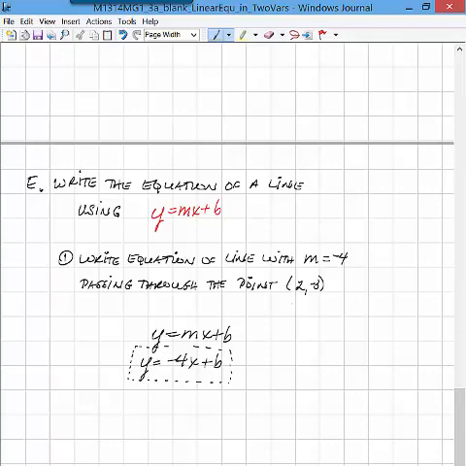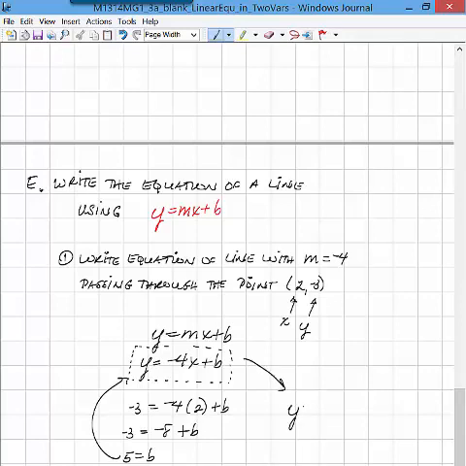To find b, I return to the given point and use an x value of 2 and a y value of negative 3. So I'm going to replace the y with negative 3 and the x with 2. And when I do this, I'm going to come up with the value for b, which is going to be 5. So now I return to my dashed box line and I give the full answer, which is y equal to negative 4x plus 5. If I graph that line, it will pass through the point 2, negative 3, and it will have the slope of negative 4.